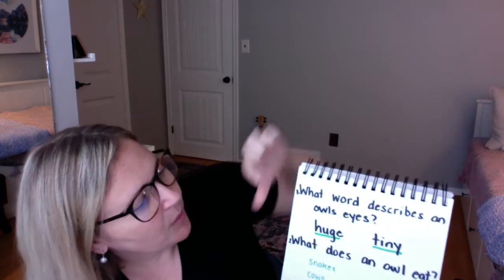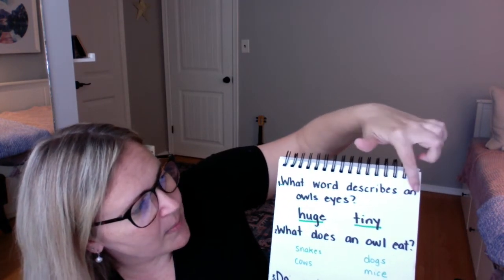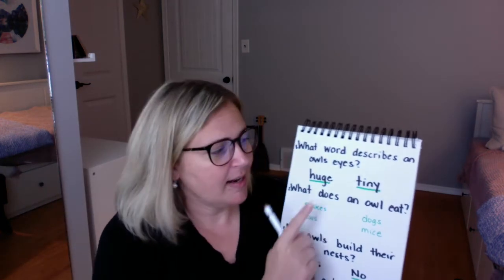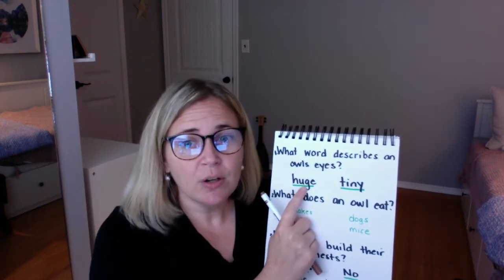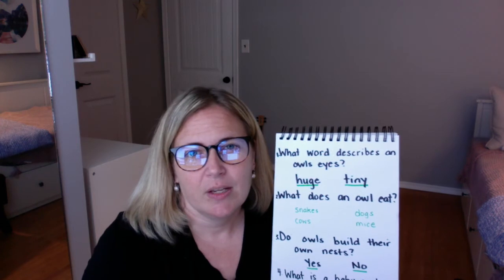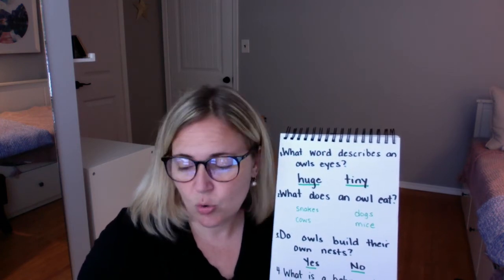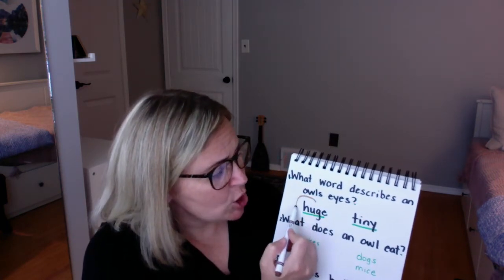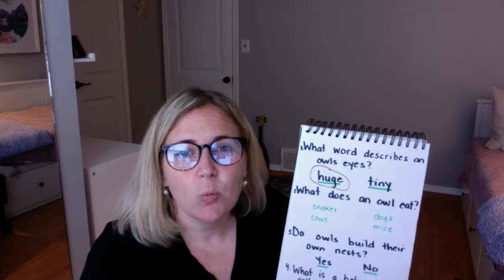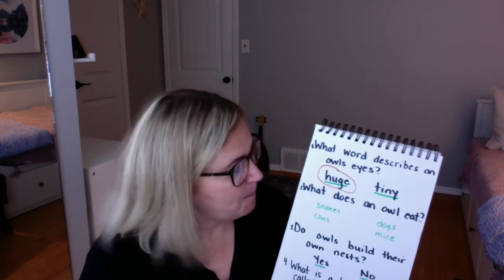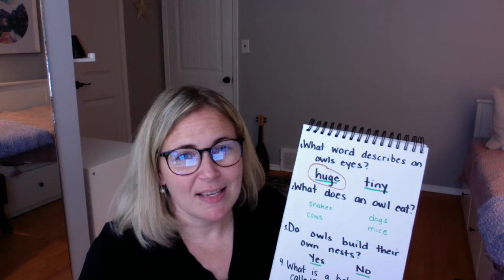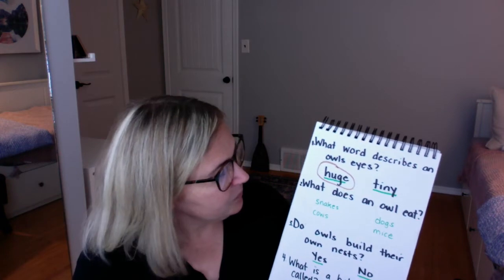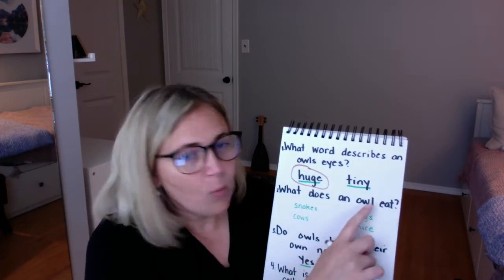So it says, what word describes an owl's eyes? Would you say, or did the book tell us that an owl's eyes were huge or were they tiny? Do you remember what they said in the story? Hopefully you remember that they said they're really huge. That's the word that the author used. And remember they said that they were big because they stay up in the night, they're nocturnal, and they can see things.